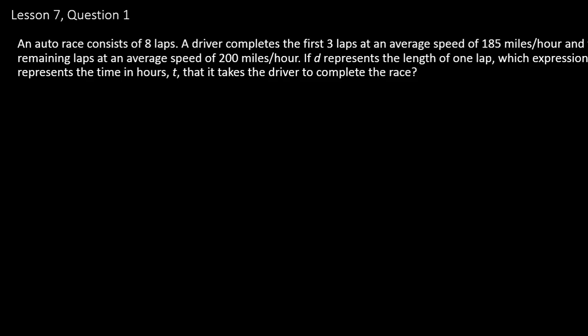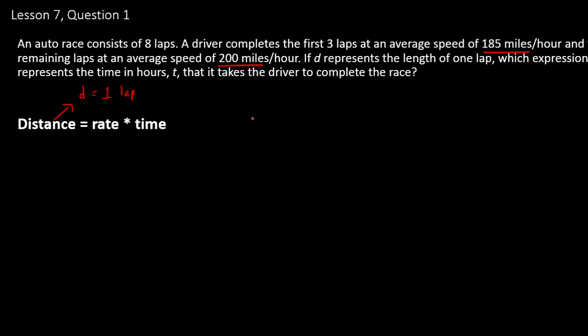And then you're given multiple choices to select from. So think back to this equation we've been using for the past few questions, which is distance equals rate times time. How can we use this equation to help us answer this question? Well, first of all, we're told that there are 8 laps here, and that D represents the length of one lap. We don't know any times, right? But we do know 2 different rates that are happening. At one point, the average rate is 185 miles an hour. At another point, 200 miles per hour.